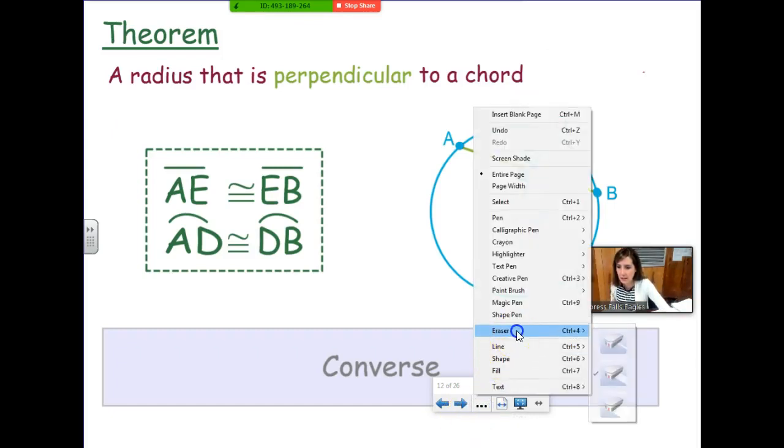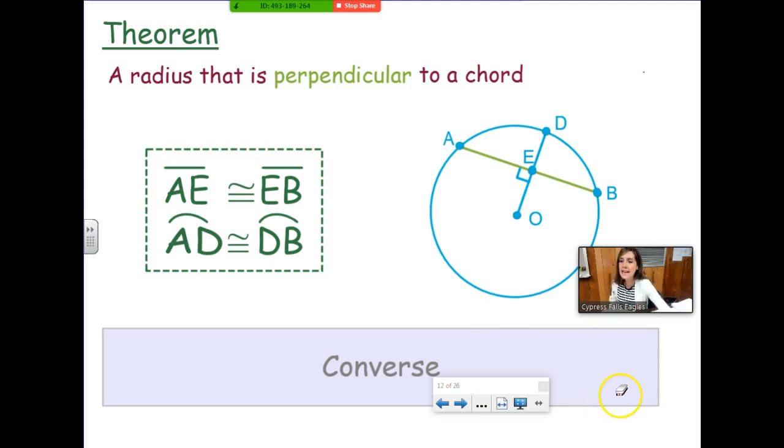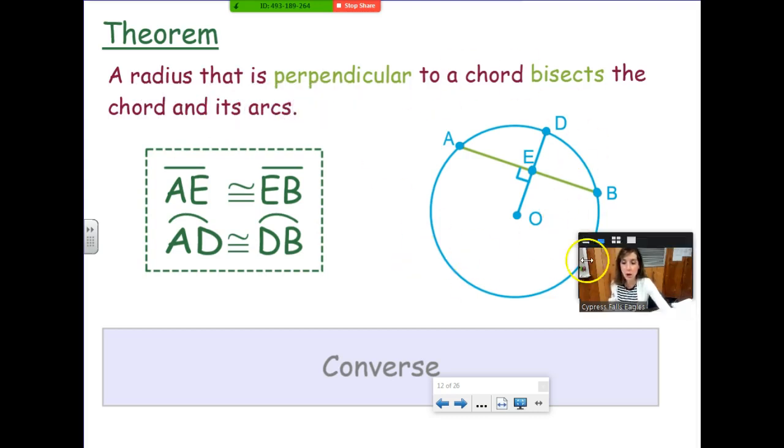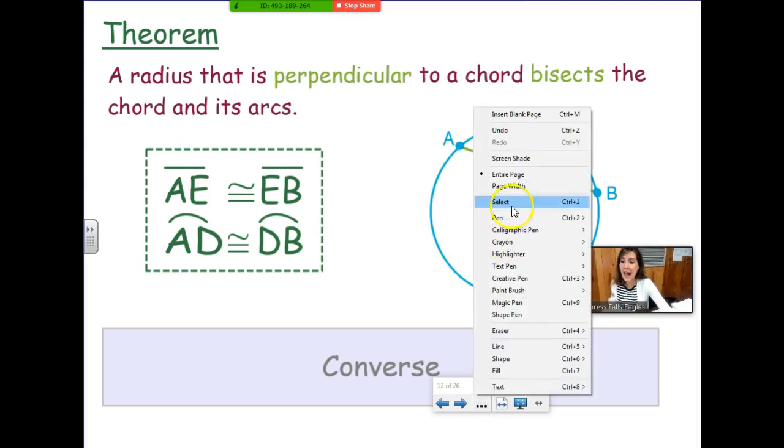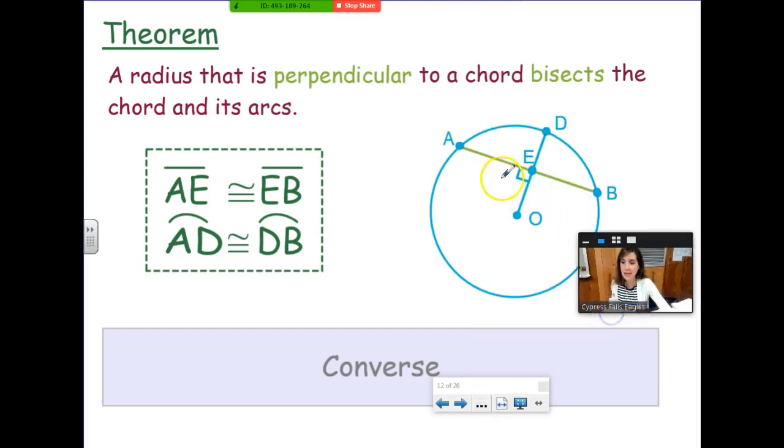I need to get my eraser out. A radius that is perpendicular to a chord bisects the chord and its arcs. You already have the picture. Don't redraw this picture. What you need to add to your picture is tick marks. That's the conclusion of the theorem.